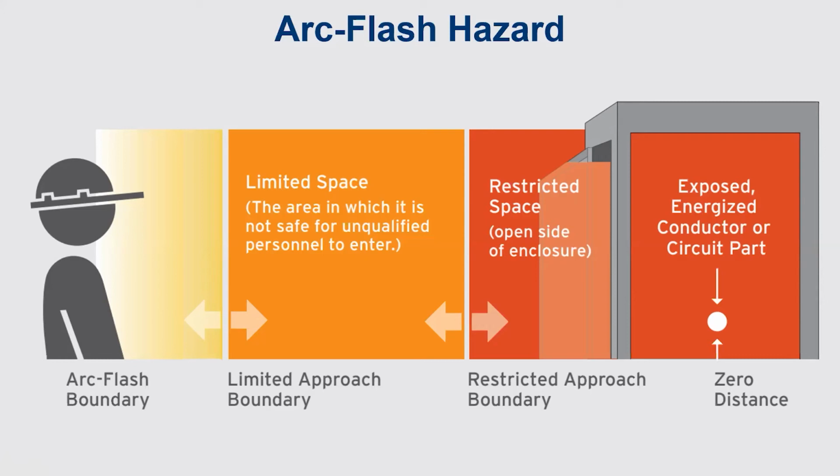And then we have the limited approach boundary, which is a distance within which you have a shock hazard. A shock hazard exists within this boundary, and only qualified personnel are allowed to enter it. Closer to the energized conductor is the restricted approach boundary, which you define based on the increased likelihood of an electric shock.